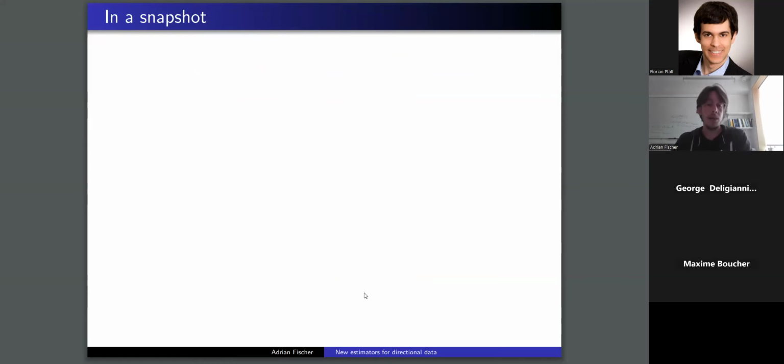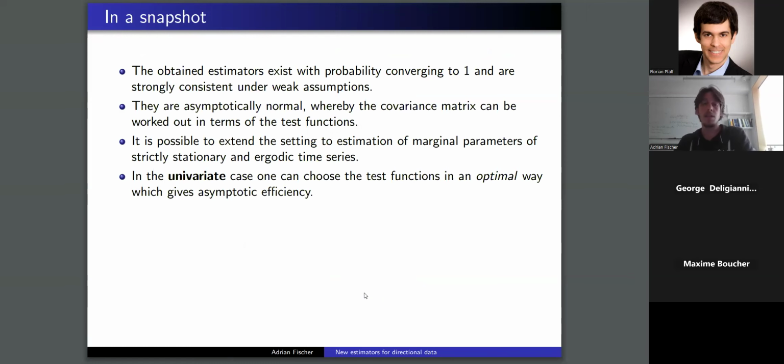So to sum up what we have for probability distributions in Euclidean space: we know that these estimators exist with probability converging to 1 as the sample size grows, and we know that they are strongly consistent under weak assumptions. We can also show, as is standard for moment-type estimators, that they're asymptotically normal, and the covariance matrix can be worked out in terms of the test functions. It is also possible to extend this approach to a strictly stationary and ergodic time series, but only for the estimation of marginal parameters. So we cannot estimate any parameters that would describe the dependency structure of the time series. And also, like in the univariate case, we know how to choose these test functions in an optimal way, which would give asymptotic efficiency.